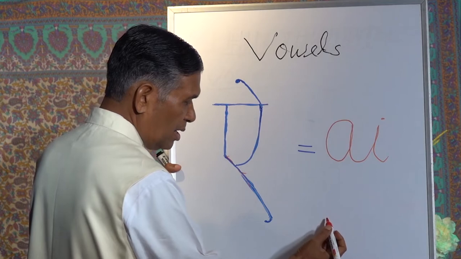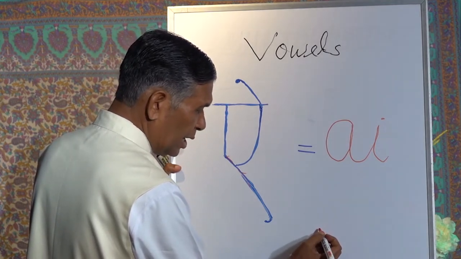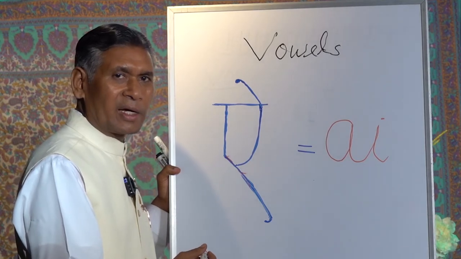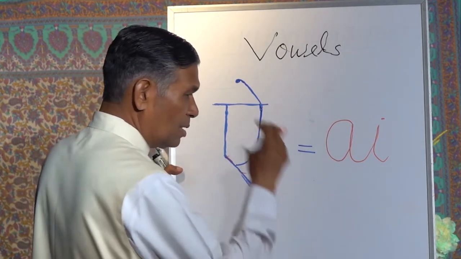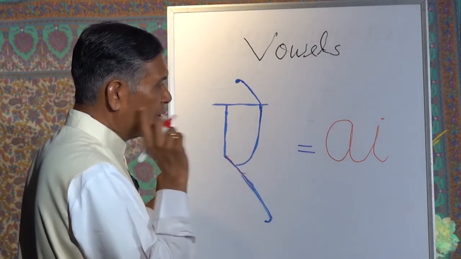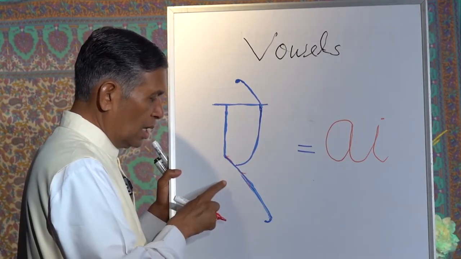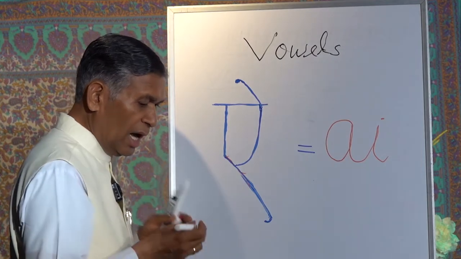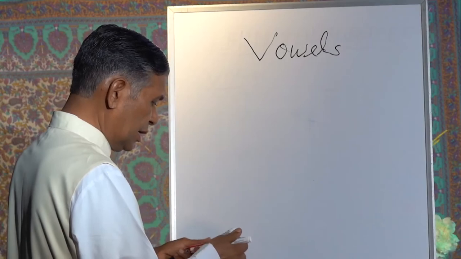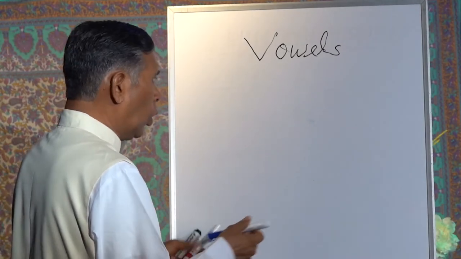For example, in Hindi we say Ainak, for the glasses we say Ainak. So I, the sound is the same thing. I have told you A and now I. And now I want to tell you the next one, that is O.